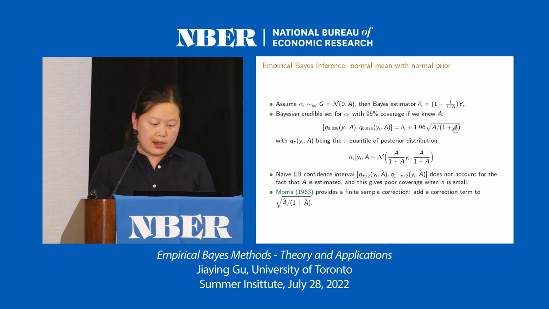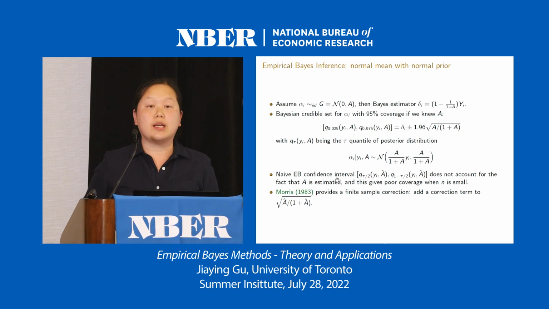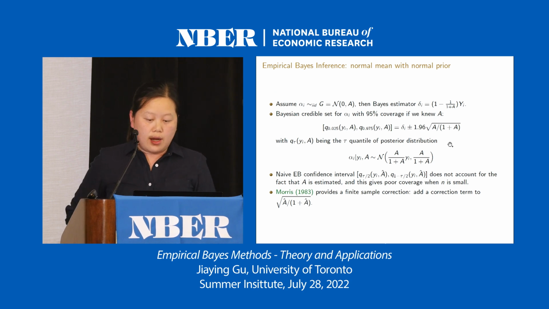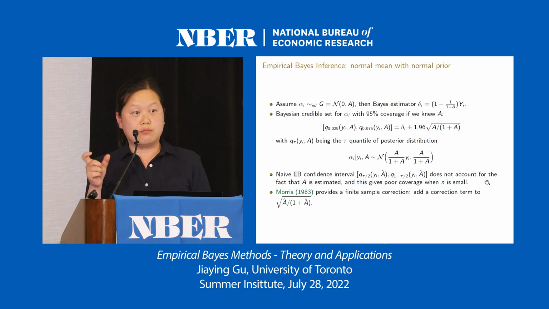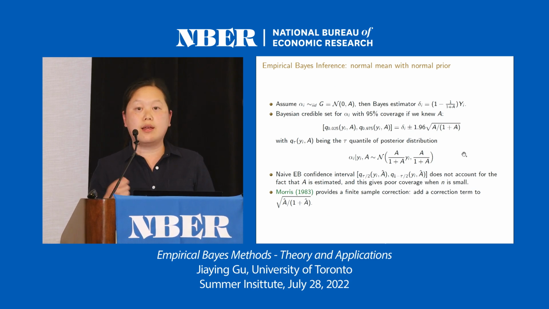Now, the EB context is going to say, I don't know A, I'm going to estimate that, right? So it's going to have a naive EB confidence interval, which is just plugging in, replacing the A by the estimator A hat. But that does not account for the fact that you have estimated A, right? So these could give poor coverage when n is small, and Morris in 1983 provides a finite sample correction, meaning that we add additional correction terms to account for the fact that we have estimated A.